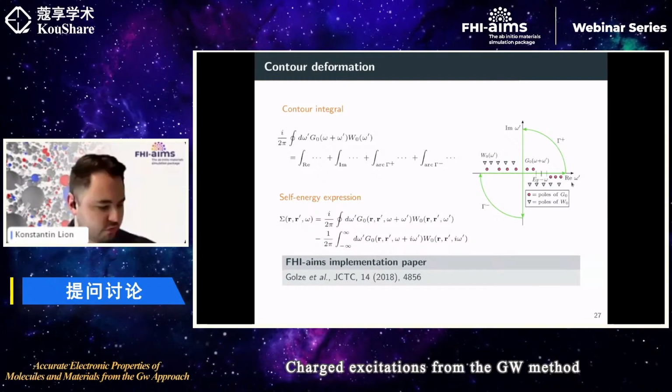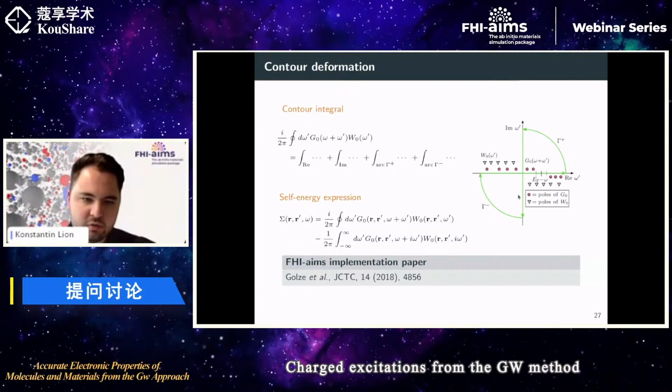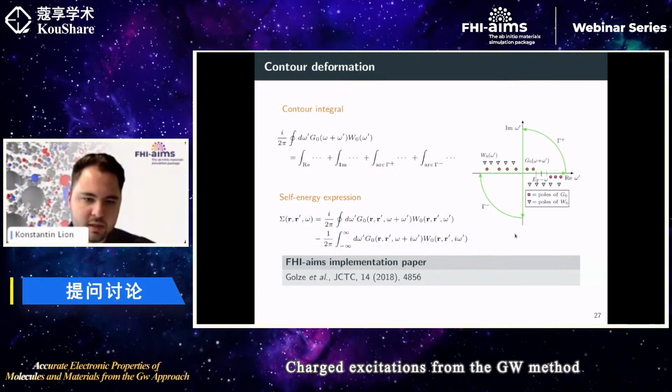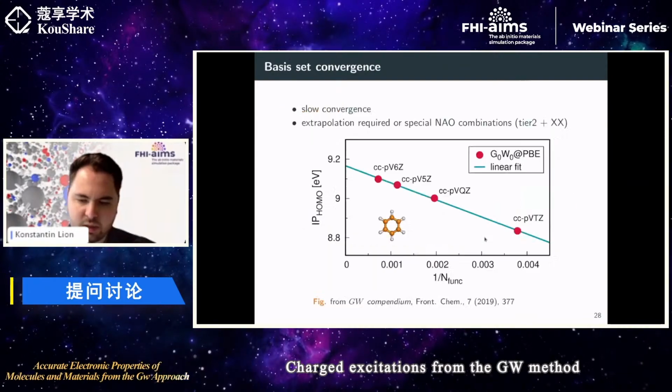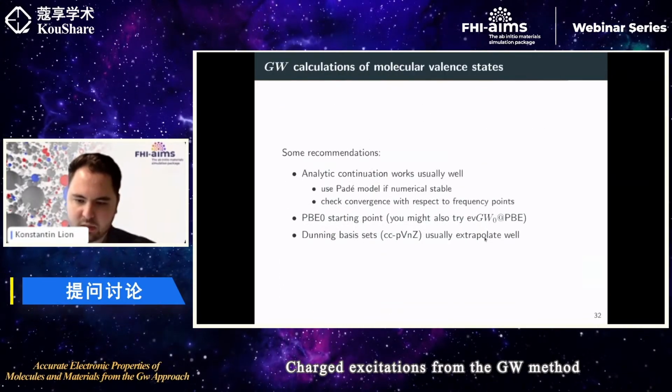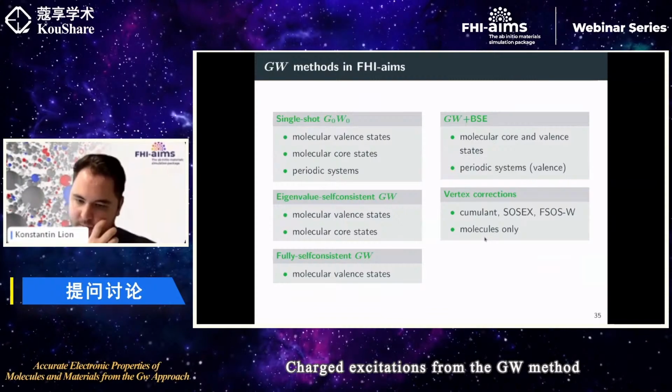Maybe just a quick question for me. Could you comment on the limitations of the different approaches with respect to system size? So what's currently possible, for example, in the periodic GW part and also the molecular ones, maybe the biggest test cases you already ran?